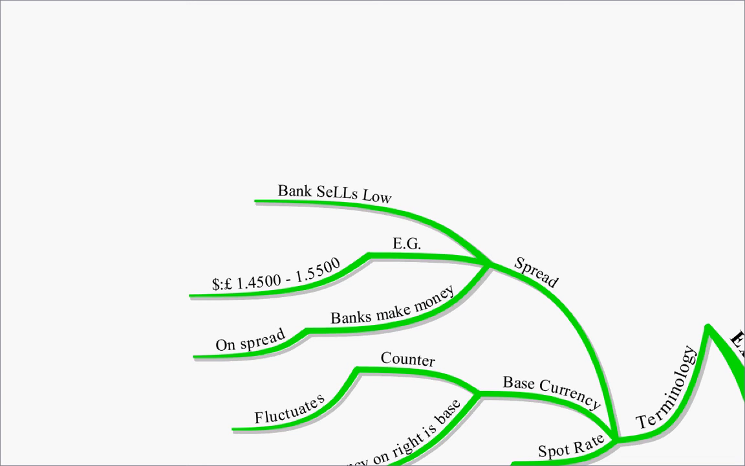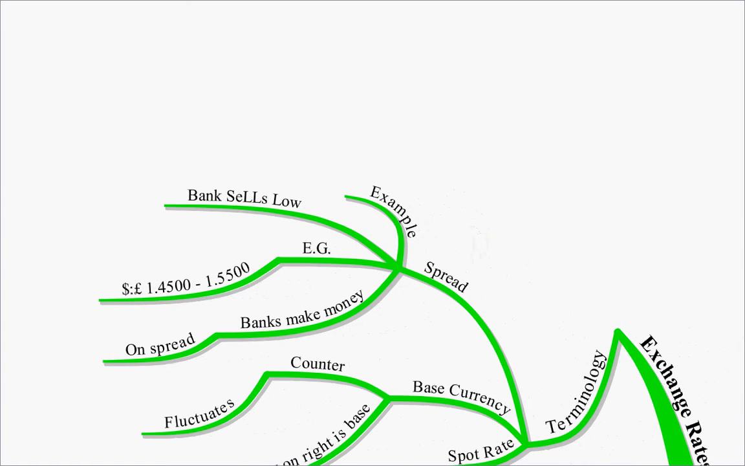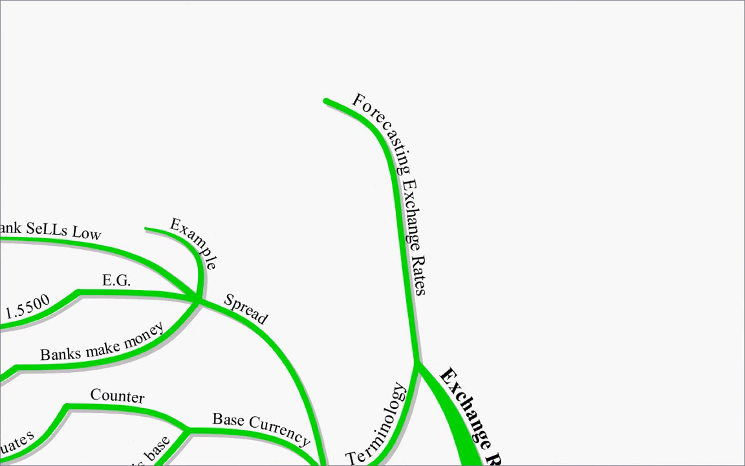If you go into the bank and try to buy dollars off them, they will sell you dollars at 1.45, i.e. they will only give you $1.45 for your pound. Whereas if you went in and tried to give them dollars, they would only give you a rate of 1.55. Okay, they would buy them high and sell them low, so remember that. We did an example of that in the notes, and now we moved on to forecasting our exchange rates.